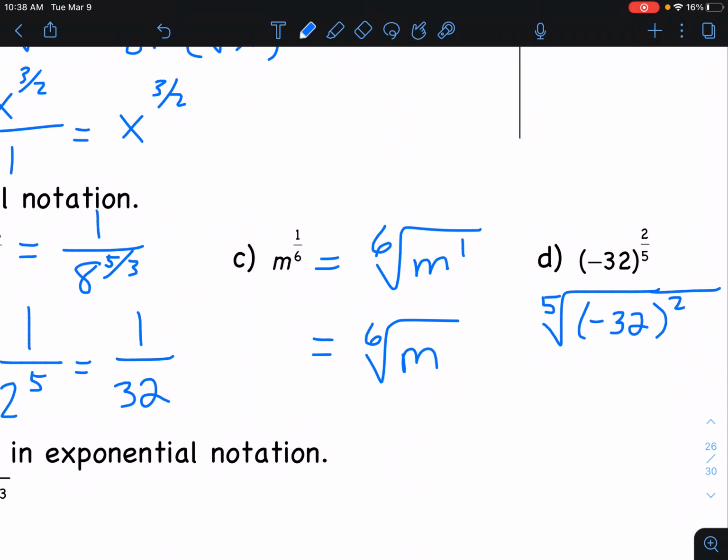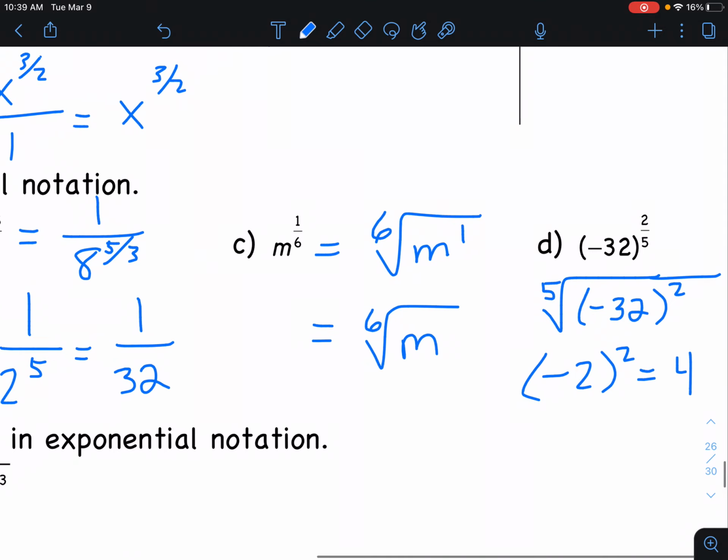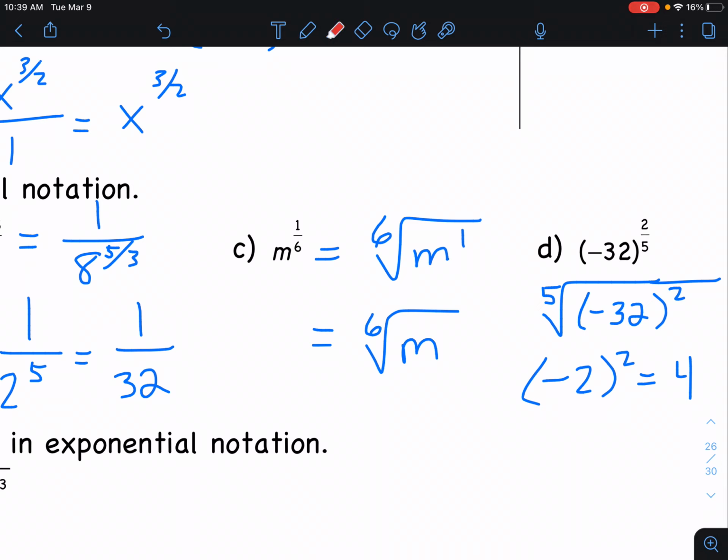And let's try to simplify that. The 5th root of negative 32 is allowed because the index is 5, an odd number. So the 5th root of negative 32 is negative 2. And then apply the exponent of 2. Negative 2 squared is 4. So we started off again, we converted to a radical, and then we're always looking to see if we can simplify.